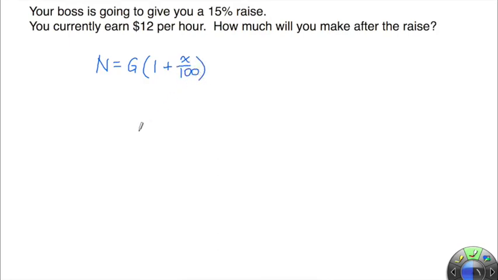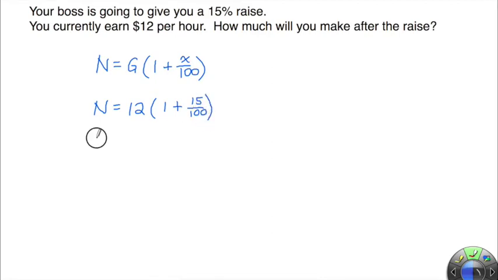Alright, so that's the formula we're going to use. Now we're looking for the new value, your new pay, so we'll leave that alone. G, of course, is your old pay, which was $12 an hour. And then we're going to have 1 plus the 15%. And because I'm leaving the 100 in the formula, I'm not going to write it as 0.15. I'll let the calculator do the work here.